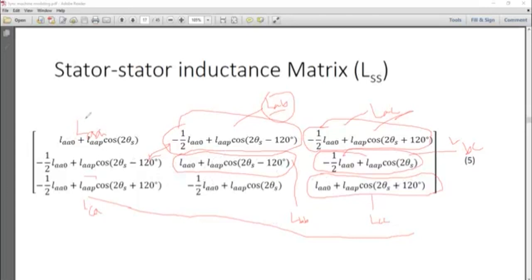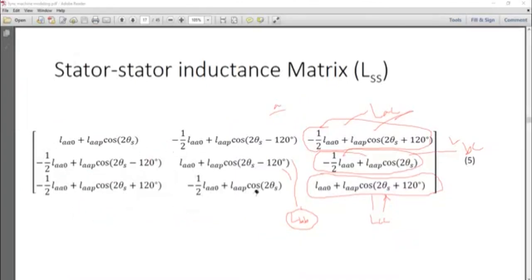So for your assignment, the answer key is given. You should get LBB equal to this, LCC equal to this, and LBC equal to this. Try to get them. So this is your stator to stator inductance matrix. Next, we look into the stator to rotor inductance matrix.